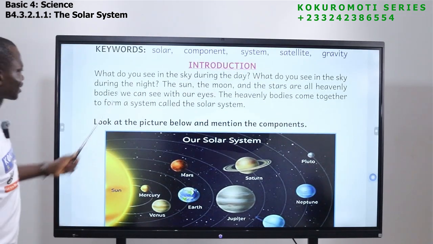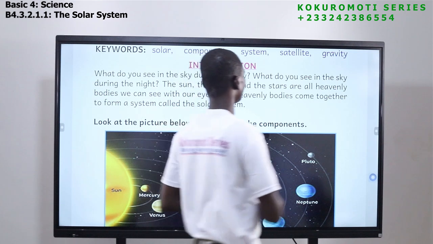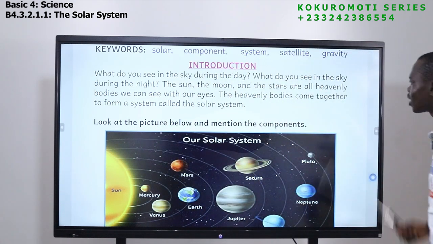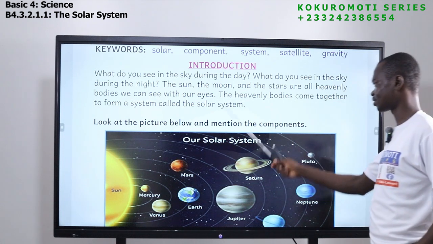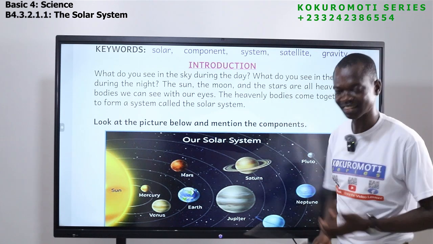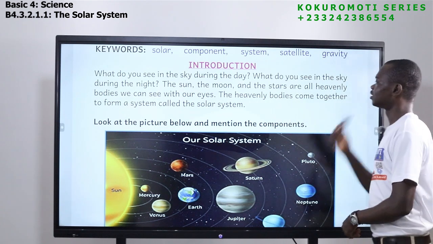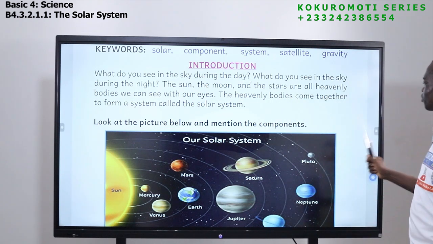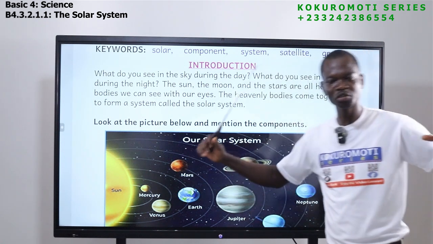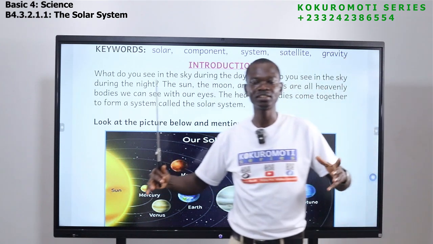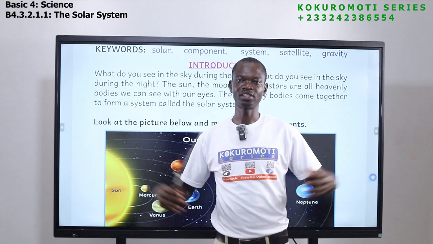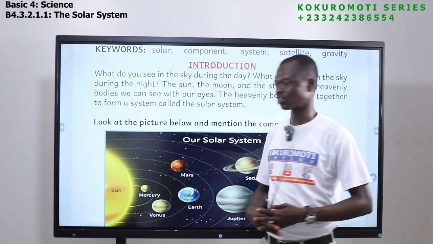So what do you see in the sky during the day? What do you see in the sky during the night? The sun, the moon, and the stars are all heavenly bodies we see with our eyes. Me, I see the sun, the stars, and the moon with my eyes. Now, the heavenly bodies come together to form a system called the solar system. They are natural things that come together to form what we call the solar system.